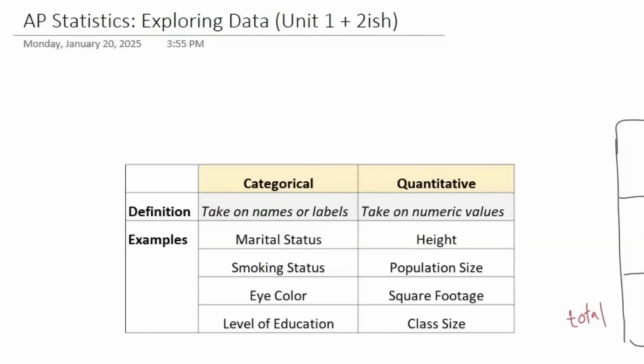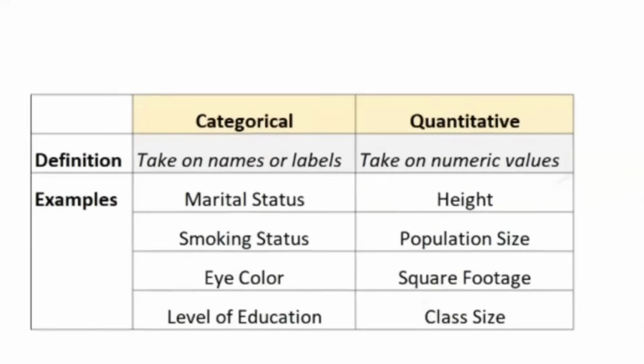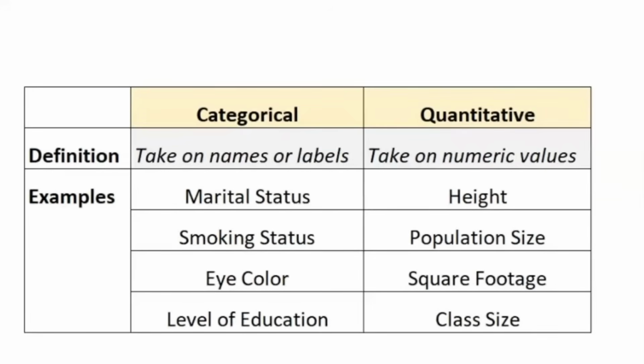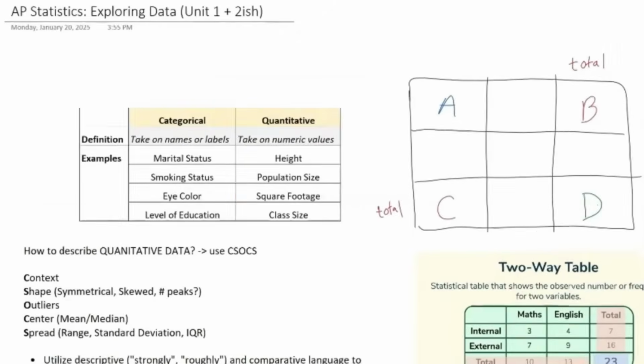All right, so let's tackle everything you need to know for AP Statistics Unit 1, starting off with the difference between categorical and quantitative data. Quantitative data just deals with numbers, so think quantity, like heights, class size, population size, anything you put a number on. And categorical is stuff like names and labels, like eye color, hair color. You can't put a number on that.